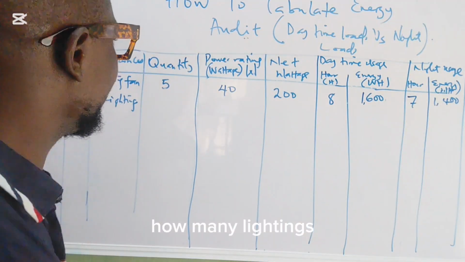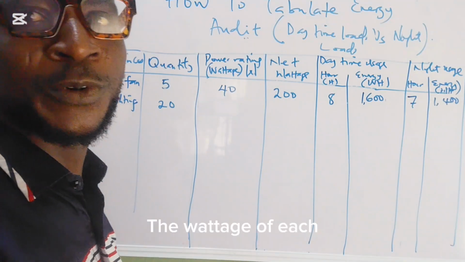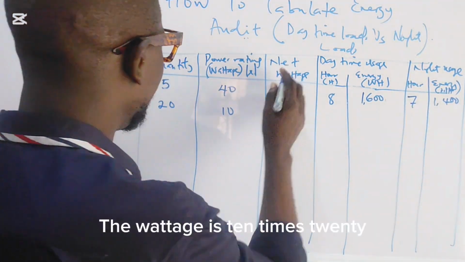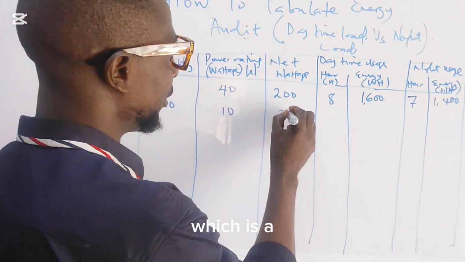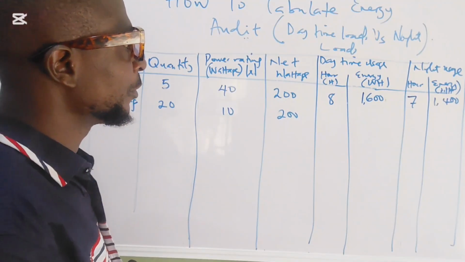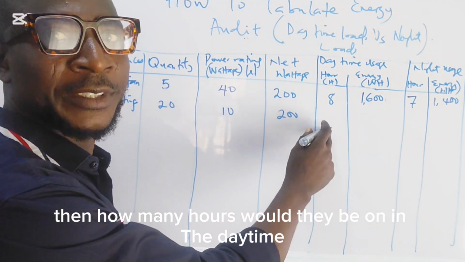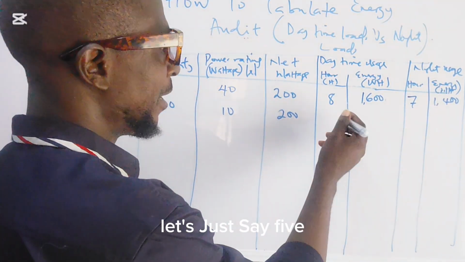How many lightings? Let's say we have 20 units. Then what is the wattage of each? Let's say we have 10. Then what is the net wattage? 10 times 20, which is 200. Then how many hours will they be on in the daytime? Maybe let's just say 5.